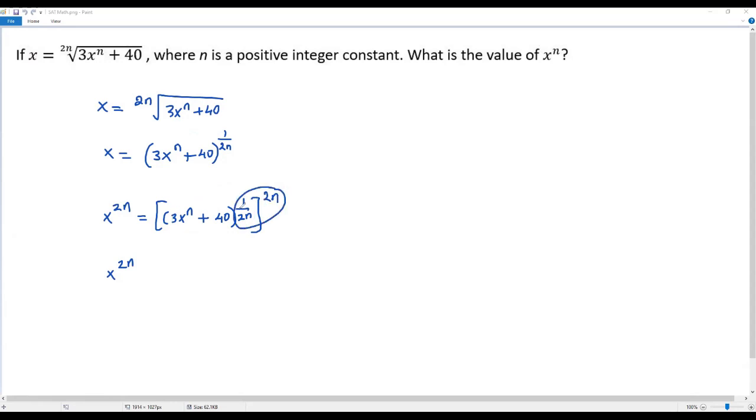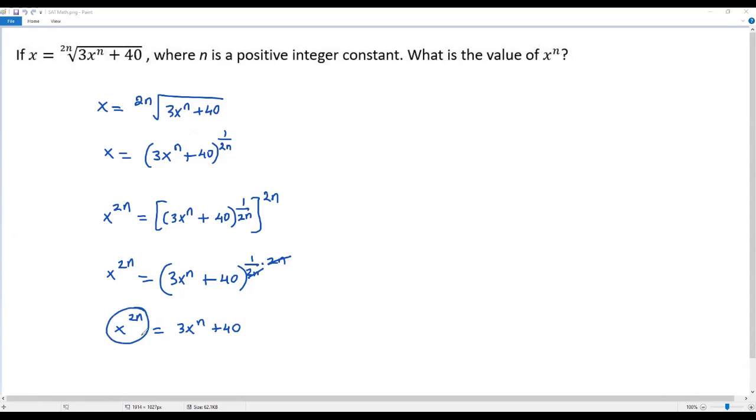Whenever we have two exponents like this, we can multiply the two exponents using the power of a power rule in exponents. Then we get 3 times x to the nth power plus 40, whole to the power of 1 over 2n times 2n. Here this 2n will cancel. Then I'm getting x to the power of 2n equals 3 times x to the power of n plus 40, whole to the power of 1. Whenever there is an exponent 1, we don't have to mention it, we can ignore it. Okay, now this is the equation we have.